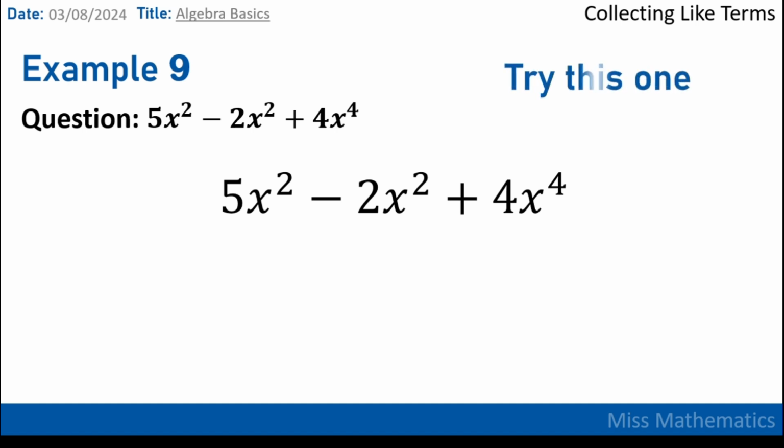Example 9, try this one yourself. As you can see in this one, there's 5x squared minus 2x squared, and that can give you 3x squared, and then the 4x to the power of 4 is by itself.